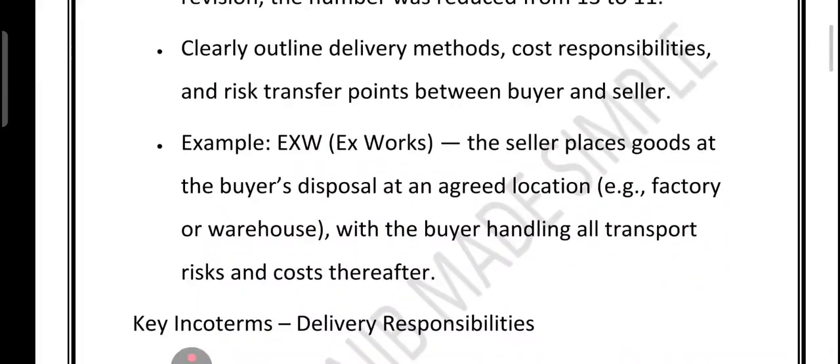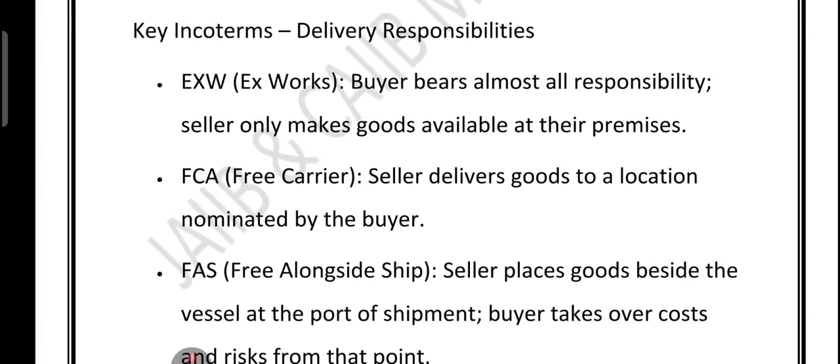Now let's look at some key Incoterms, where first of all we have delivery responsibility. So let's quickly understand the key Incoterms and what they mean in simple language. Basically, who does what in delivery? First of all, EXW, Ex Works. So this is the easiest job for the seller. They just make the goods available at their place, like a factory or warehouse. After that, the buyer does everything, right? Transport, insurance, customs, and you name it.